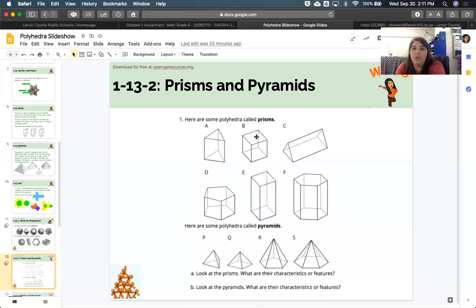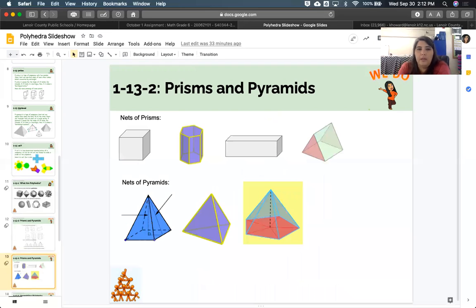Letter B is a cube. We know cubes have square faces, and they are connected by other squares. So we know that is a cube, and it's also a rectangular prism. Letter C is another triangular prism. Its bases on this side and this side are both triangles, and they're connected by rectangles.